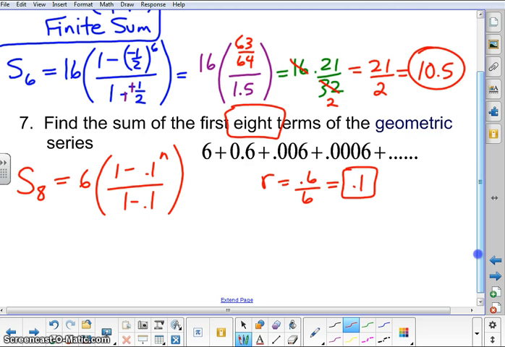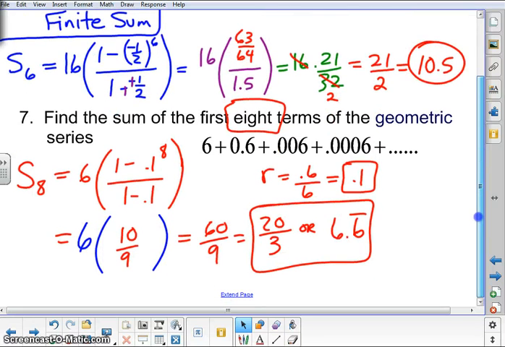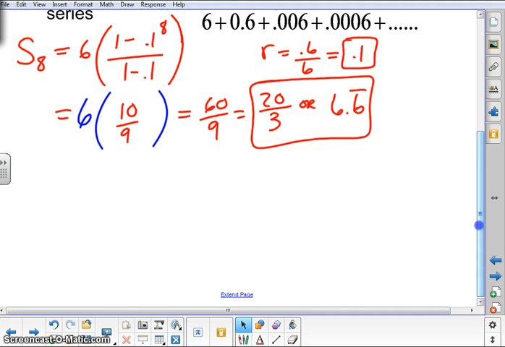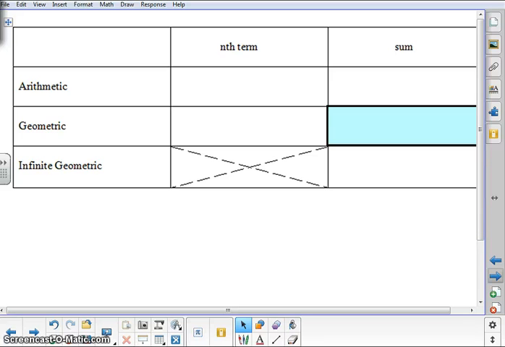Okay, and after filling that in, I should have put an 8. So let's go ahead and put an 8 right there. Go ahead and push pause and solve that, and then come back. So hopefully you get the answer of 20 over 3, or you can have 6.6 repeating. Okay, let's go on to sigma notation.